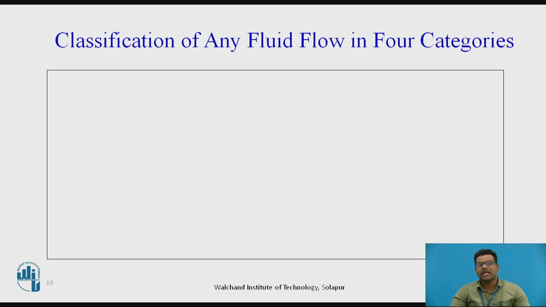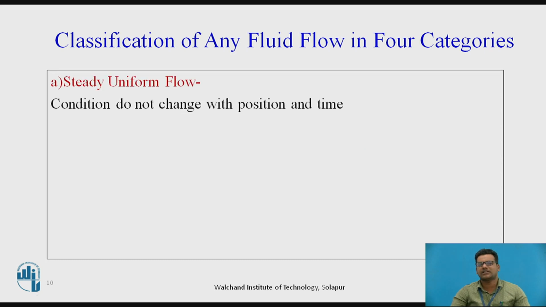Now, steady flow, unsteady flow, and uniform flow will be applicable for any type of fluid flow, which will be categorized into 4 categories. The category classifications are steady uniform flow. Now in steady uniform flow, we know steady is related with time and uniform is related with space or position. Therefore, in steady uniform flow, the conditions do not change with position and time.